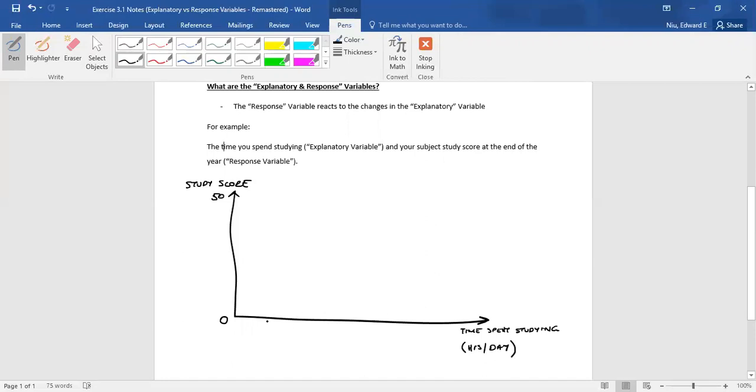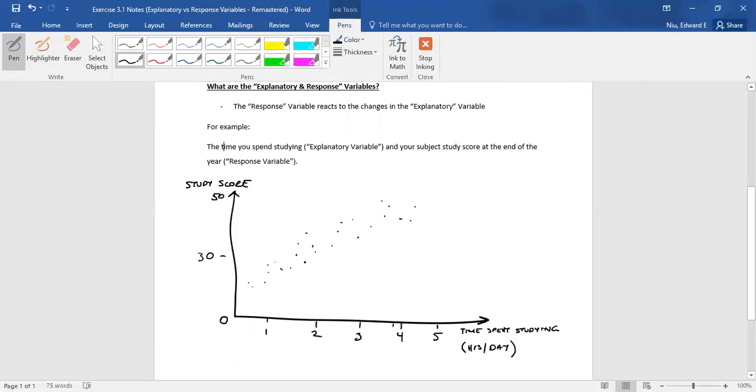If you spend 1 hour, 2 hours, 3 hours, 4 hours, 5 hours, and so on, you can expect that if you spend no time studying each day, your score could be anywhere from 0 to maybe the 30s if you're naturally talented. But as you study more and more, you can expect a trend to occur where your study score is going to get higher and higher. It doesn't necessarily guarantee you a 50, but you're going to get an upwards trend where if you study 2 hours a day, maybe you're going to guarantee yourself a 30 at the end of the year.